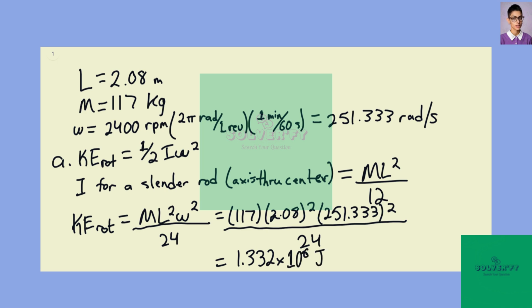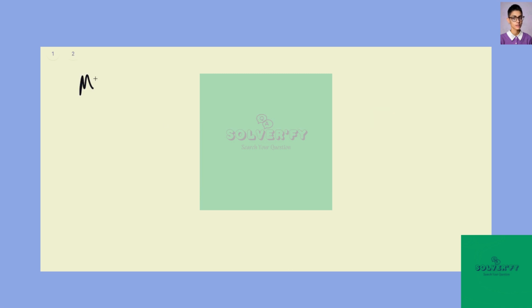Now, in part B, they're asking us the new mass has to be 75% of the old mass. However, the kinetic energy must not be changed. So what's the new angular velocity? So the new mass would equal 87.75 kilograms.